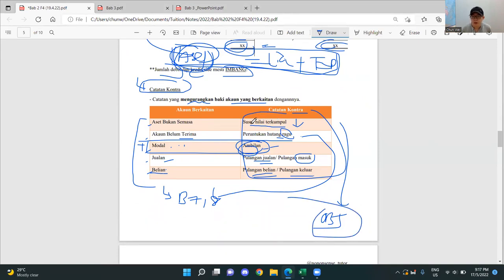The 5 are the susutnilai terkumpul, peruntukan hutang ragu, ambilan, pulangan jualan and also the pulangan belian. So just these 5. This is like an opposite. When you have a belian, then there is something called a pulangan belian. When you have a jualan, there is something to oppose it, which is a pulangan jualan. Modal will be ambilan. You see, the ambilan is minus. That's why it is a catatan kontra. Right, and same goes for this one. And these 2, we will learn in your bab 8. Okay, I think I mentioned it before.